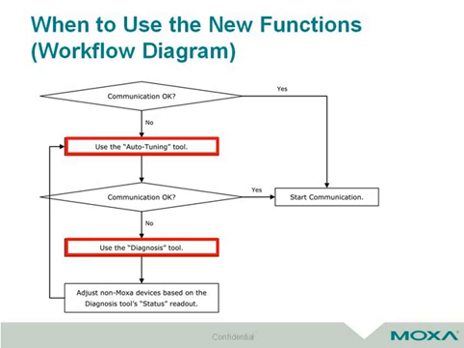But if the communication is still not okay, we have another function, diagnostics, to find out the possible root cause. According to the results, you can adjust the non-MOSA device. After adjustment, use the auto-tuning function again and test the communication. The diagram clearly indicates when to use auto-tuning and diagnosis function, isn't it?